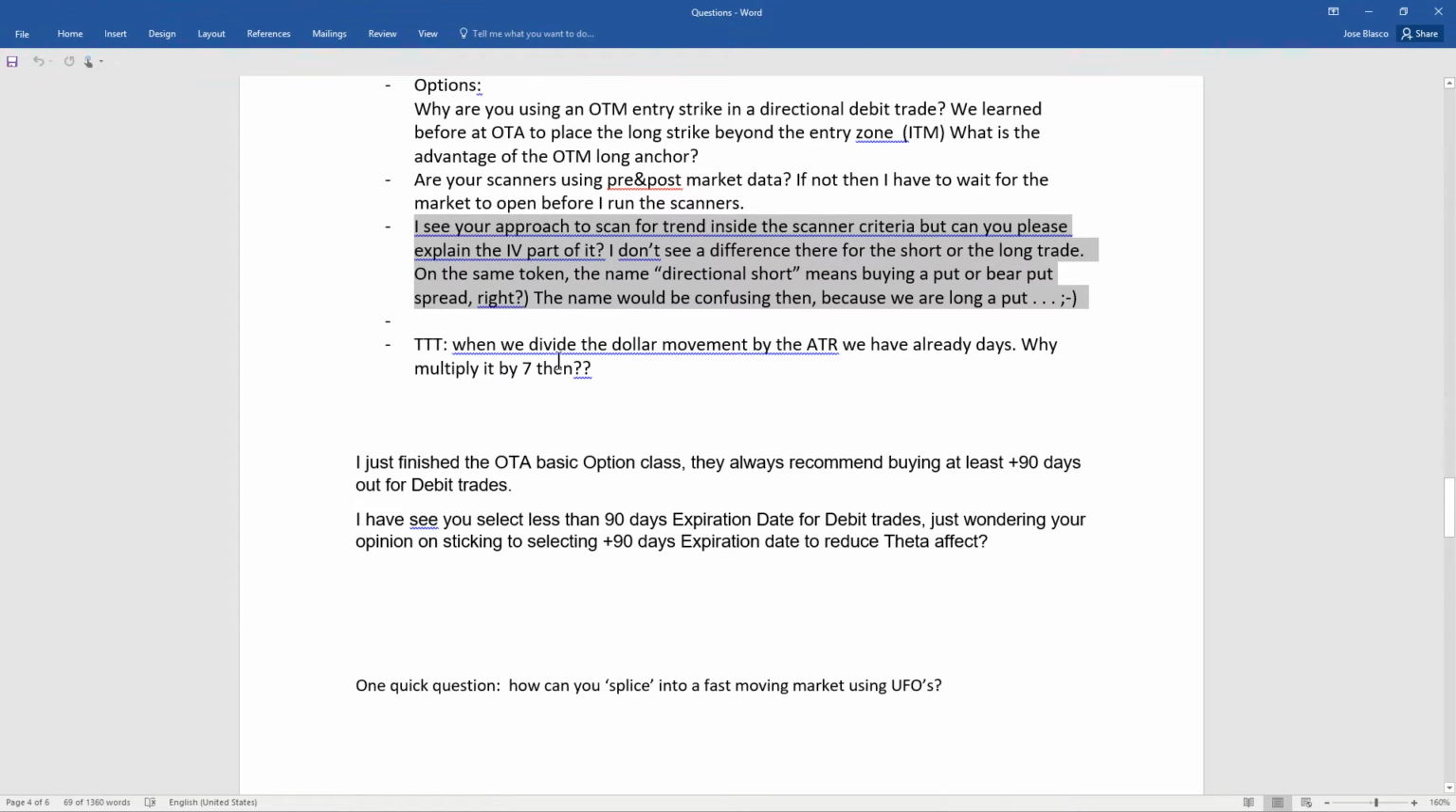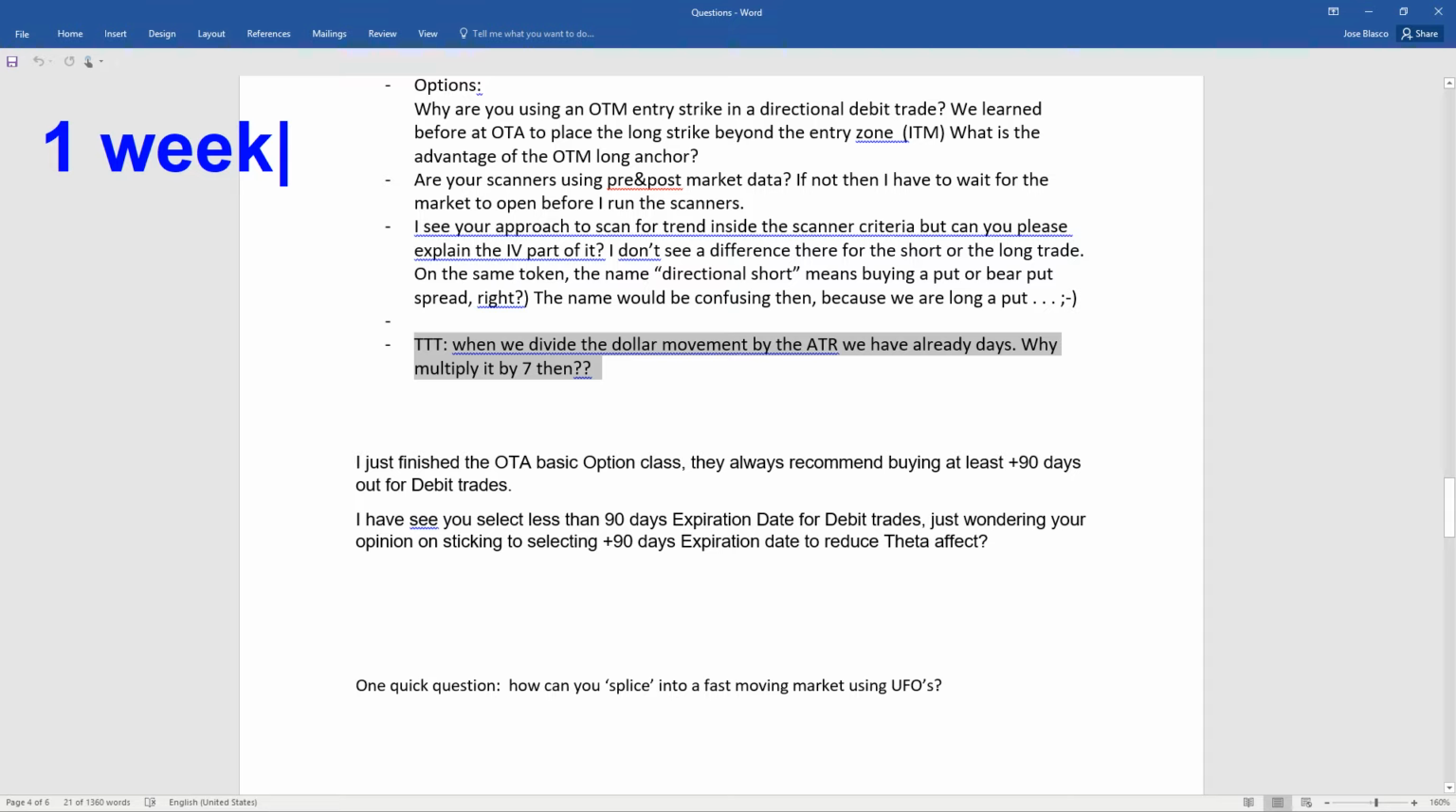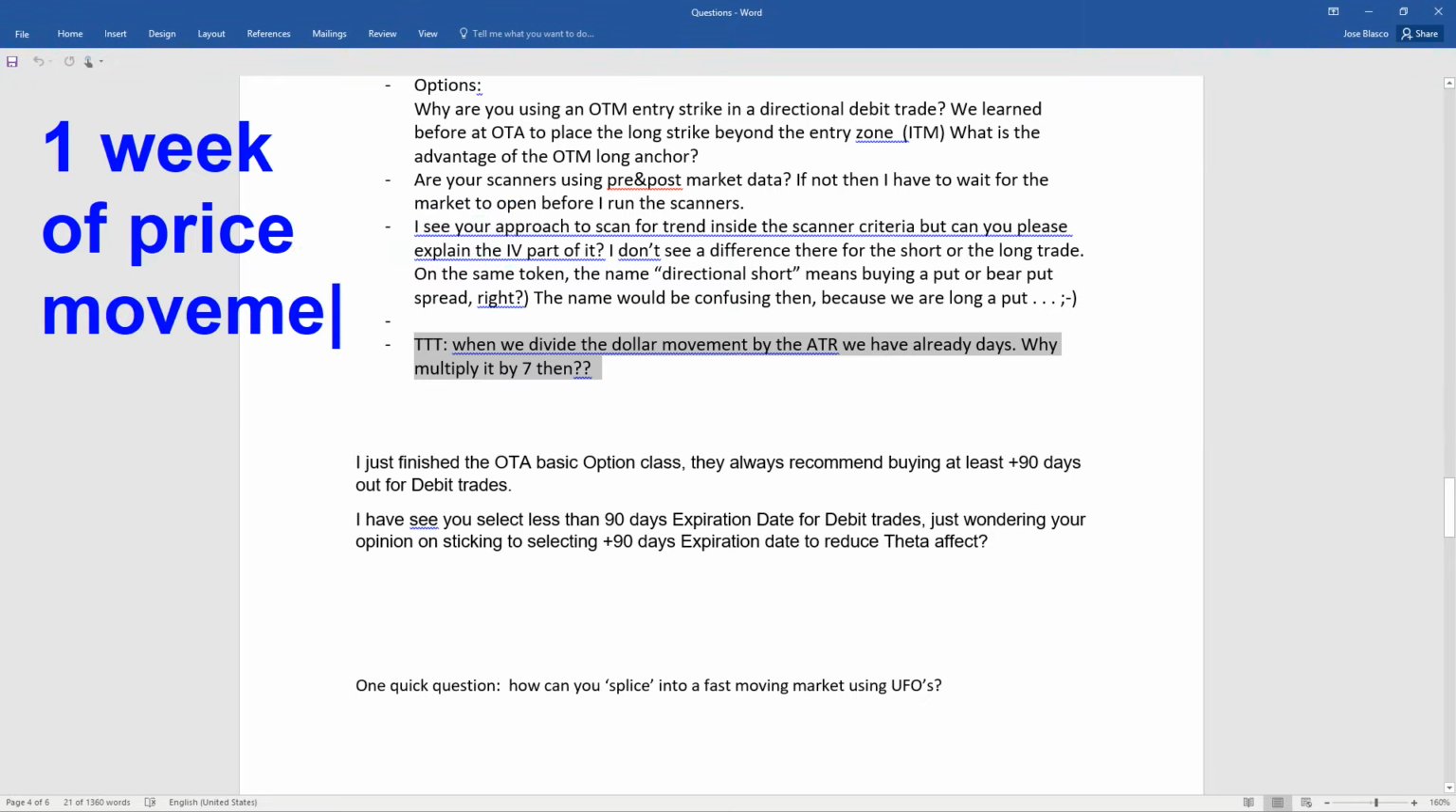TTT, when we divide the dollar movement by the ATR, we already have days. So why do we multiply by 7? Because in the calculation of the TTT, we assume that 1 week of price movement equals 1 day net. That's the assumption. And why do we assume it like that?